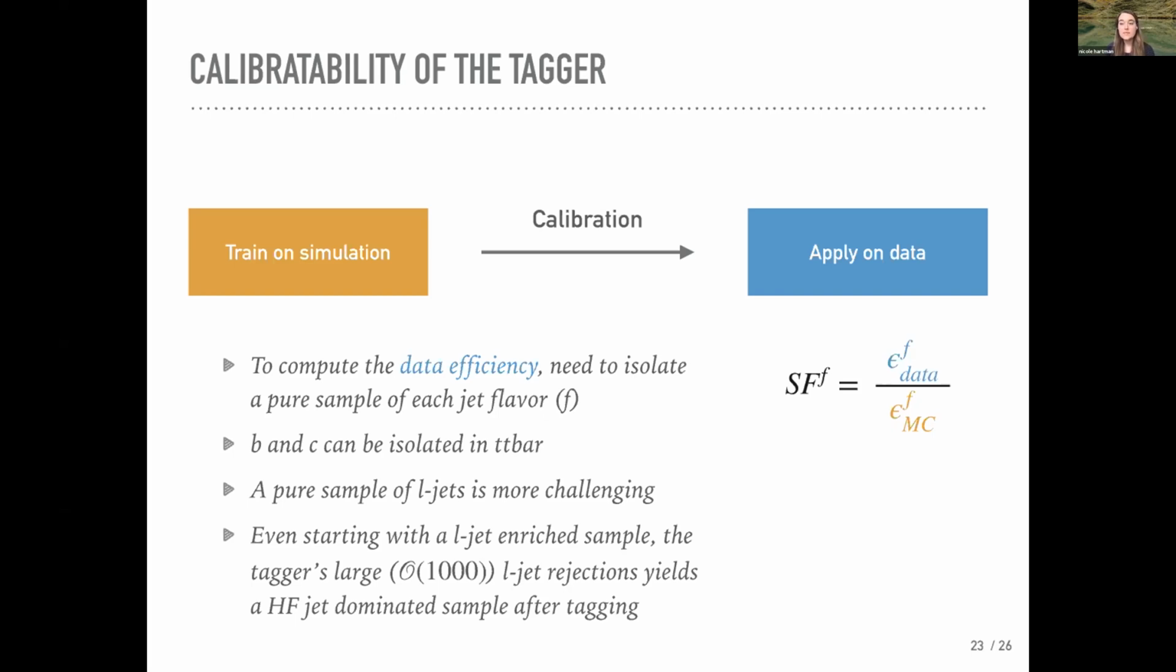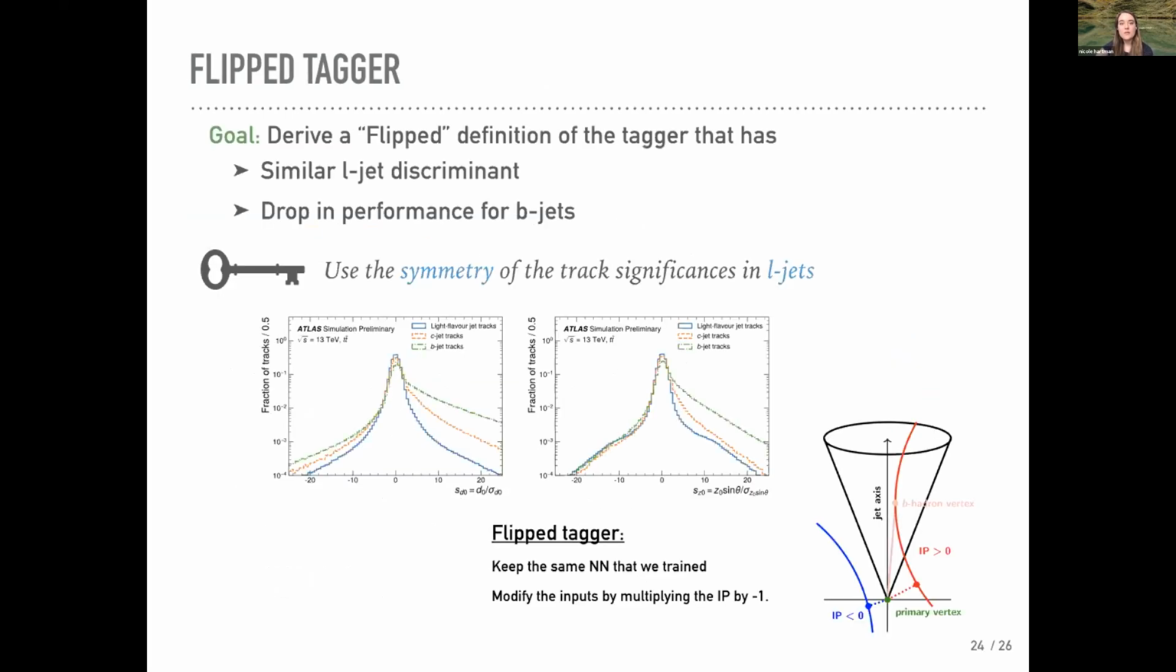So it's easy to isolate B and C jets in TT bar, but it's more challenging to get a pure sample of light jets. And the reason why is because of these rejection curves that I showed before with these really large rejections. Order 1,000 means that as soon as you apply the tagger, specifically at the tighter working point, you're going to get a sample that's dominated by heavy flavor jets after tagging. So that means that each of the low-level taggers that we feed into the high-level tagger also has a flipped definition for this light jet scale factor calculation.